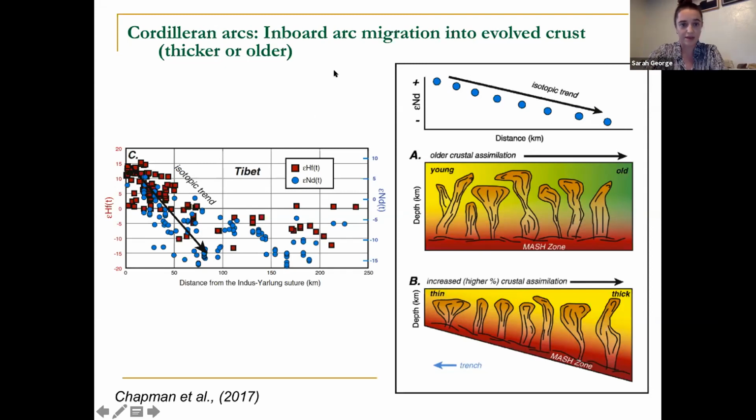And so the argument that they make in this paper is that it's a spatial control on isotopic compositions, and they offer two different mechanisms to explain that. One is that as you get closer to a margin, you tend to have younger crust there, which makes sense. We build margins out towards the active margin. The other option they offer is that as you get closer towards the trench, you have thinner crust. And so this would cause that same kind of trend towards more isotopically evolved signatures inboard of the trench.